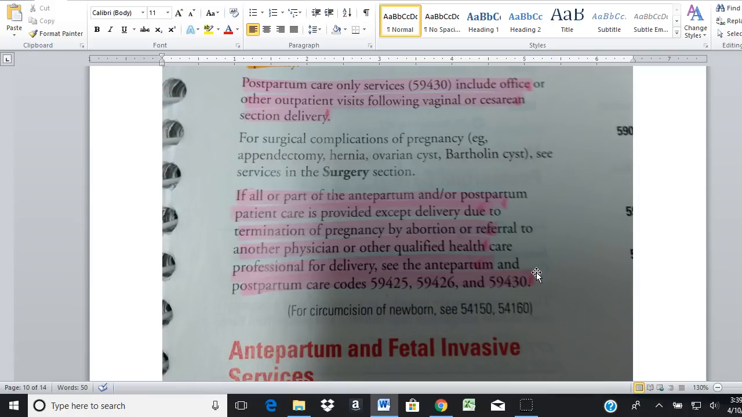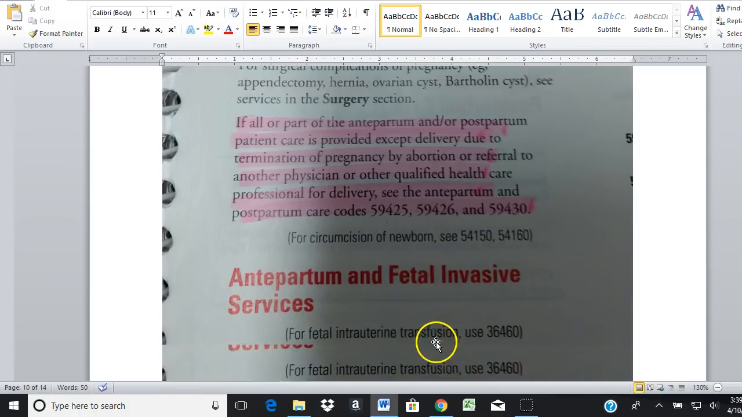You know, those are the times where we might have to get a specialist to come in and assist with labor and delivery. So again, circumstances can always be different and things can change based on what happens once mom actually gets to the hospital for labor and delivery. So the first thing that we're going to see is the antepartum and fetal invasive services.